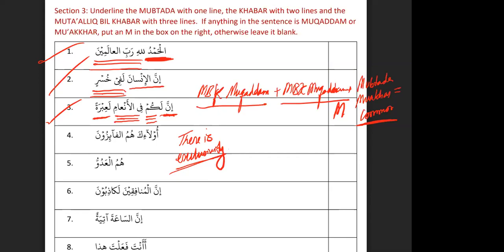Will you please repeat that exclusivity template? Sure. This template: MBK muqaddam 1, then you have another MBK muqaddam 2, right? And then you have mubtada muakhar, but it is common. This template is the exclusivity template.